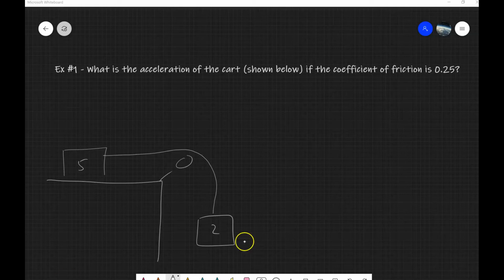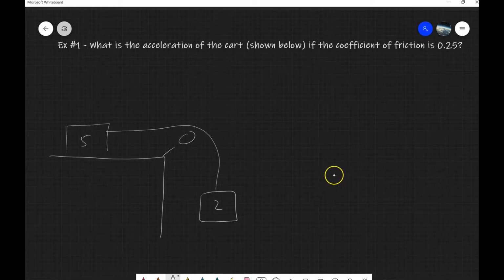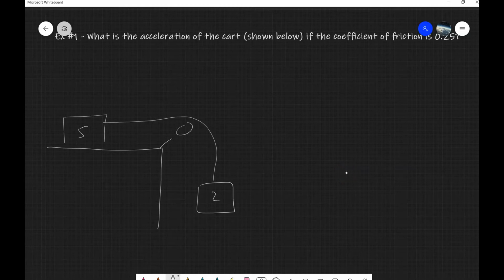So when we get a question like this, we can see there's two objects. Because there's two objects, we have to treat them as two free body diagrams. So let's start with this 2 kilogram hanging mass. We know we're going to have a force gravity. Now this force gravity here in this case is going to be mass times acceleration. Now if it's 2 kilograms and it's 9.8, we know it's going to be 19.6 newtons down.